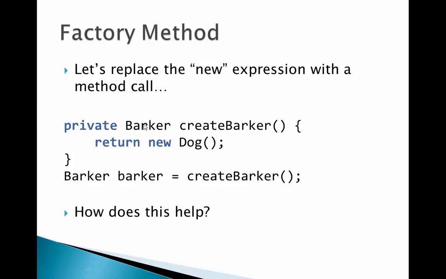That reduces our surface area. So if we ever want to create something different, we just have to go to one place and change it. And that's a pretty big benefit for us there. And every place we use it, we just say barker equals createBarker.